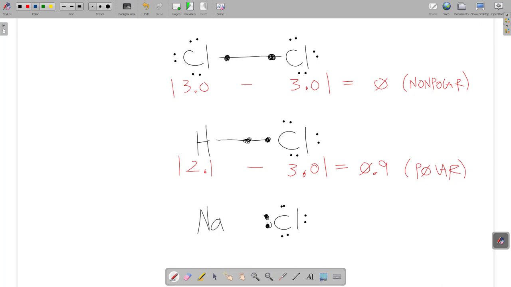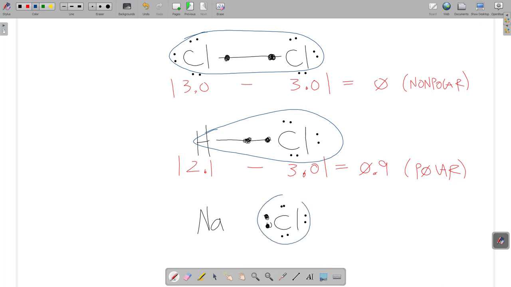So if I were to draw the electron cloud where those electrons like to hang out around this molecule, they kind of like to hang out evenly around the H and the Cl. Around this molecule, they kind of like to hang around the Cl more than the H, and we can see that this electron is starting to move closer to the Cl. Around this molecule, the electrons are completely around the Cl. They're not around the Na at all.